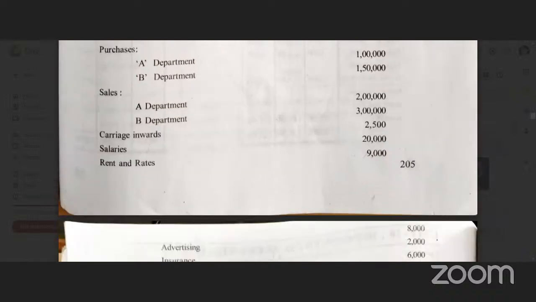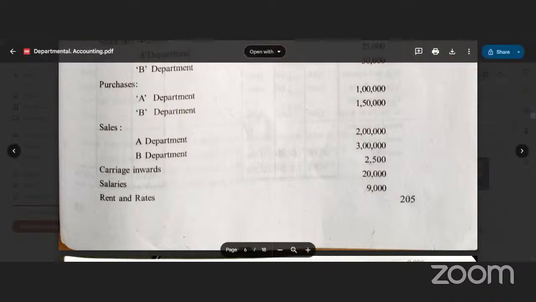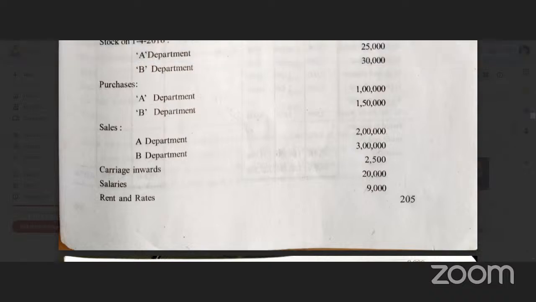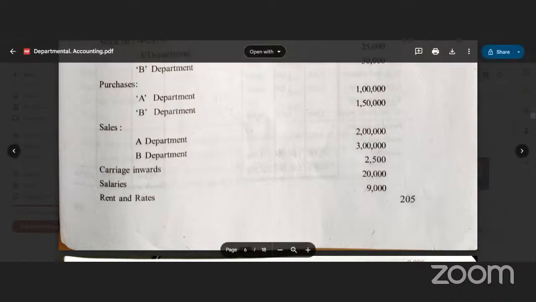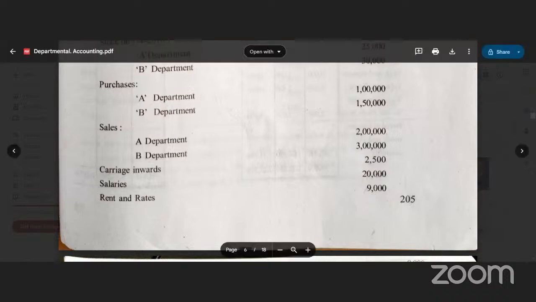Carriage inward. This is to be divided among both the departments based on what? Based on stock, purchase, or sales? Based on purchases, because it is relating to the purchase. Carriage inward is nothing but carriage on purchases, so it is related to purchases.